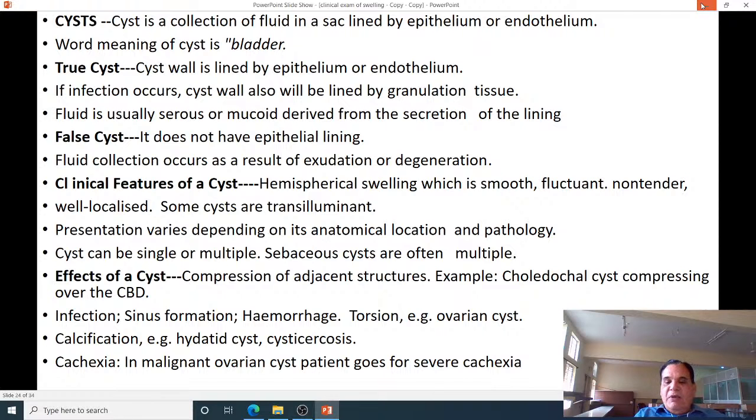Clinical features: hemispherical swelling, smooth, non-tender, well localized most of the times. Few of the cysts can be transilluminant, and the presentation depends on the anatomical location and pathology. Effects: compression, infection, calcification, cachexia. Where does the cachexia occur? In malignant ovarian cyst. The patient has got a severe cachexia. This is the commonest problem. Malignant ovarian cysts are very common. Okay.